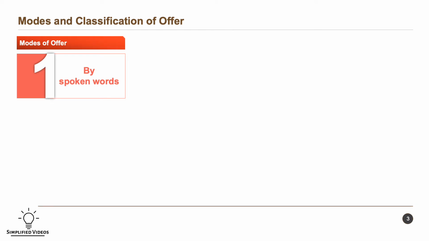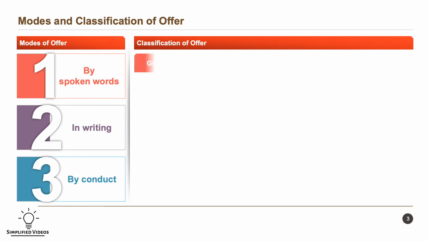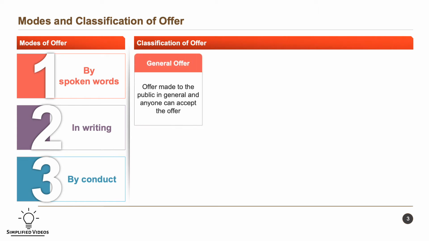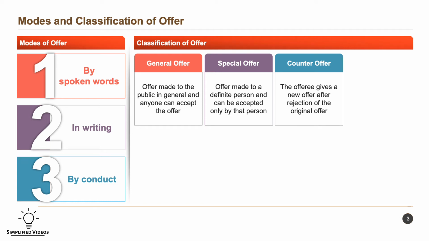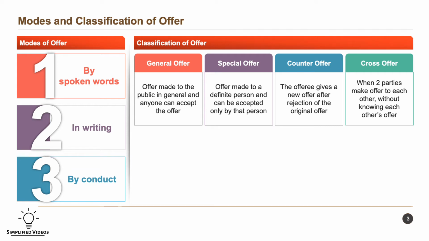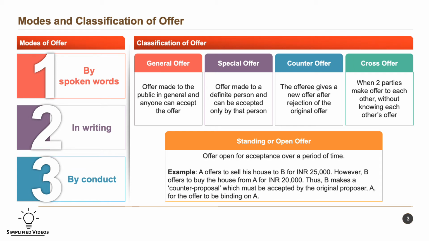Modes and classification of offer are: by spoken words, in writing, and by conduct. Offers can be classified as general offer, an offer made to the public in general that anyone can accept. Special offer, an offer made to a definite person and can be accepted only by that person. Counter offer, the offeree gives a new offer after rejection of the original offer. Cross offer, when two parties make offers to each other without knowing each other's offer. Standing or open offer, an offer open for acceptance over a period of time.